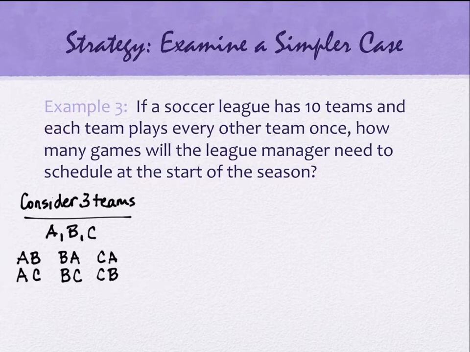Once I wrote down BA, that was a duplicate because I already had AB written down. And when I wrote down CA and CB, those were duplicates too. So I ended up with half the number of games that I wrote down. So where do you think we might have come up with 6? Why would it have been 6 considering that we have 3 teams? Any ideas?